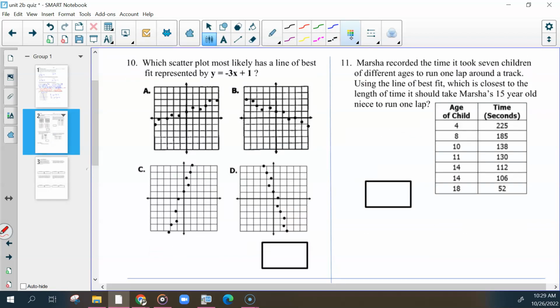For 10, you have to find which of these best fit this line. So the slope is negative, so it can't be A and it can't be C, because those are both positive slopes. So between B and D, the only one that matches this is D. Because as I draw that line through those points, the line is surrounded by those points the most. So D would be the answer to that one, and that was worth 1 point. Questions on that one?